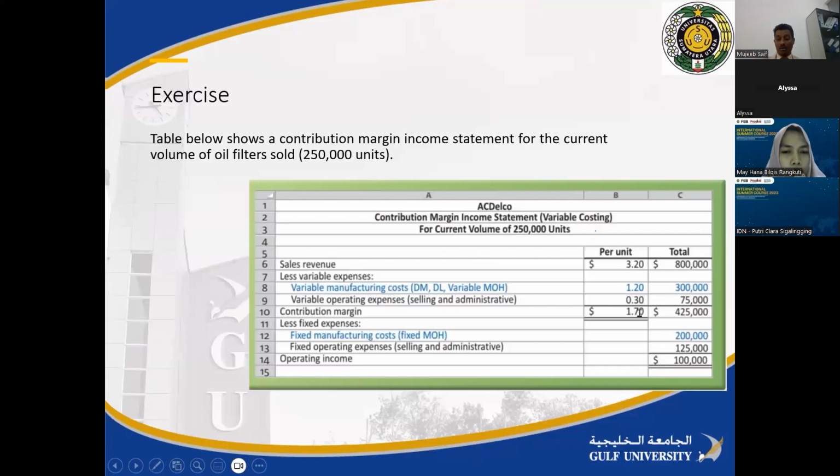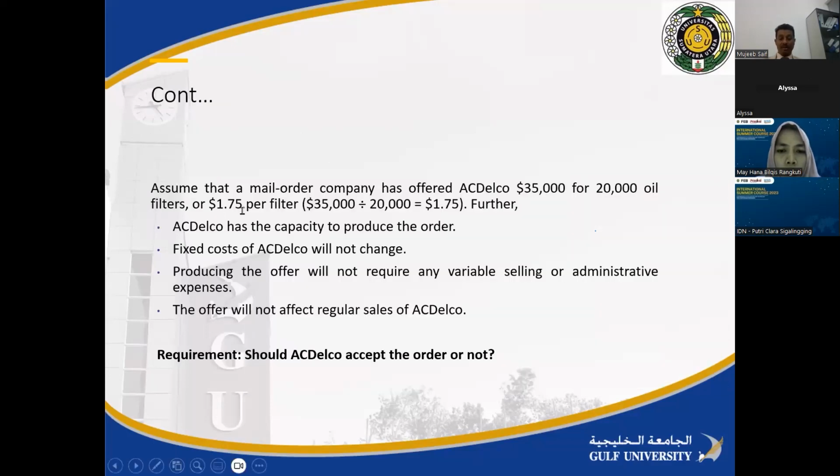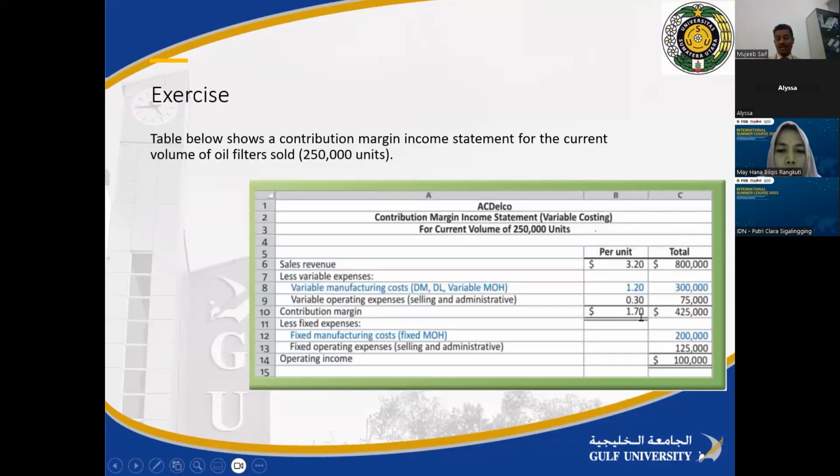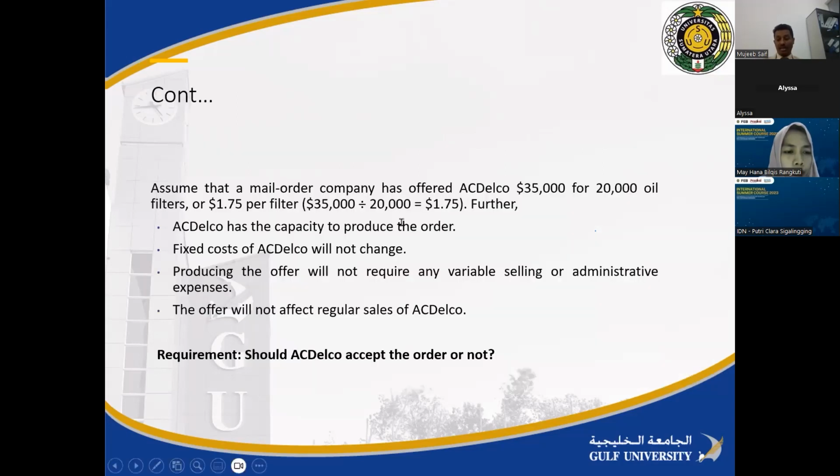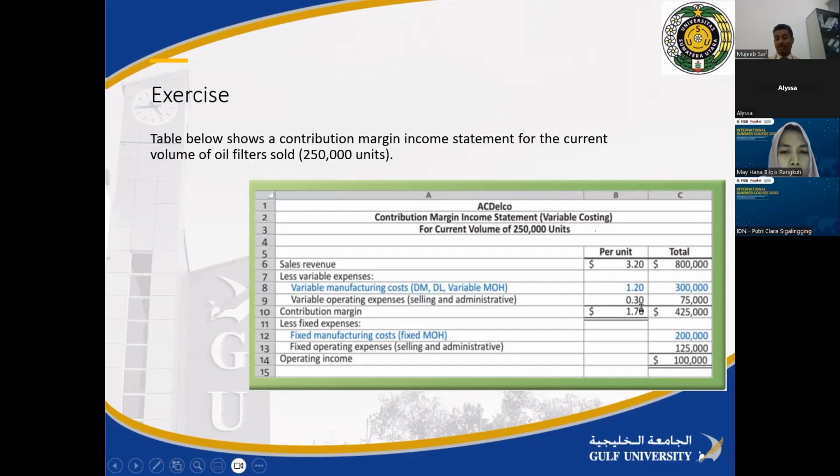Variable cost here is 1.7 less. That means the sales price given by the customer is higher than the variable cost. That means we should accept that. But we will go further with more. At least the sales price given by the customer should cover the variable cost.